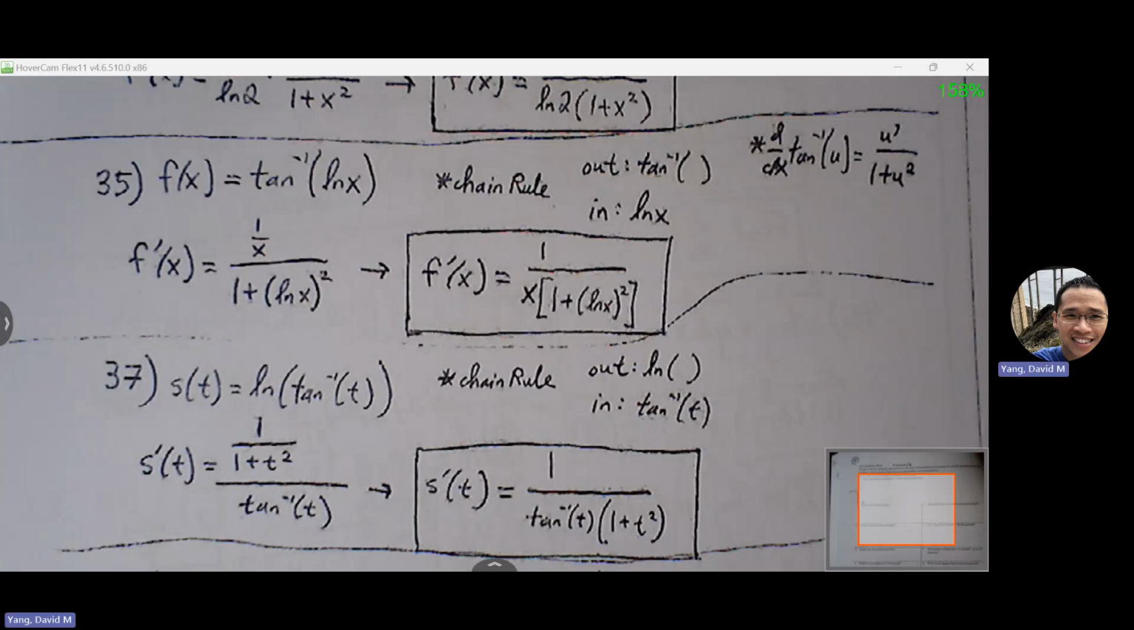So inverse tangent is u prime over 1 plus u squared. You also have to multiply it again by 1/x. Well, the outside is my inverse tangent. My inside is my natural log of x. So think of whatever's inside here as my u value. The derivative of natural log of x is u prime over u, so 1 over x times 1. So that's the nested portion back here.